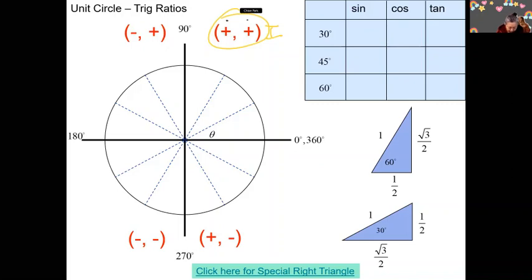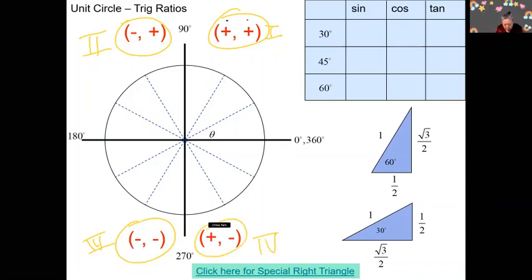Quadrant two, negative, positive. Horizontal, negative, vertical, positive. Quadrant three, so it's quadrant two and then quadrant three, and both are negative. In quadrant four, horizontal is positive, but vertical is negative.